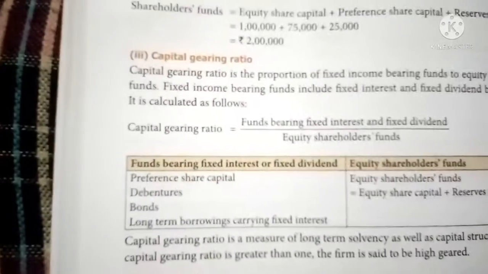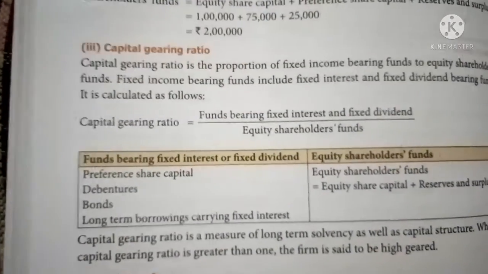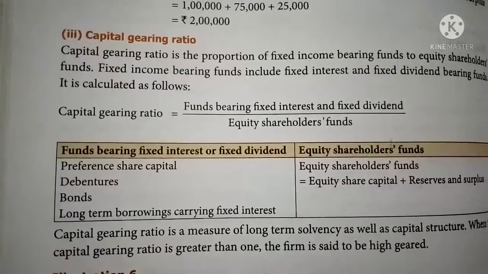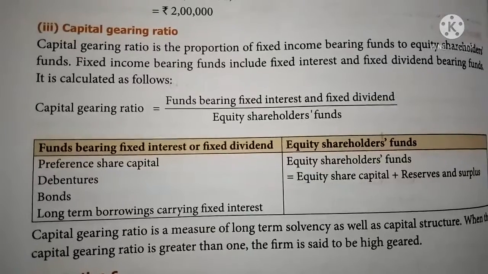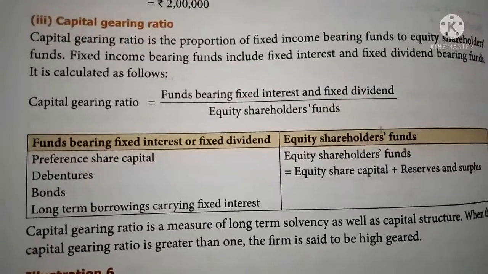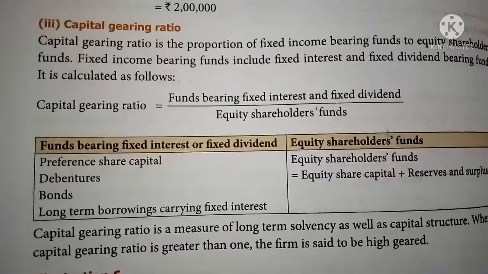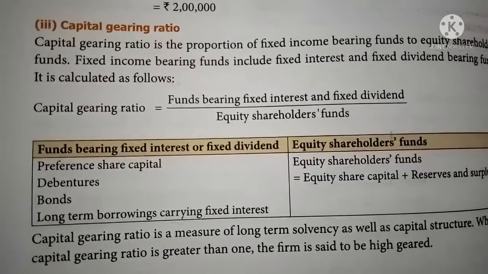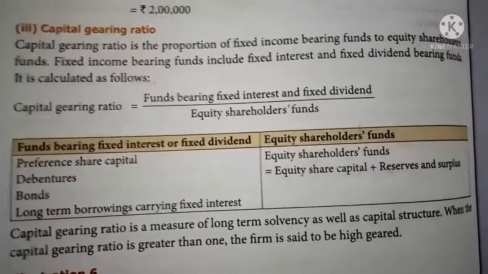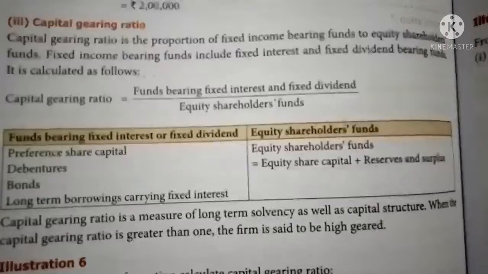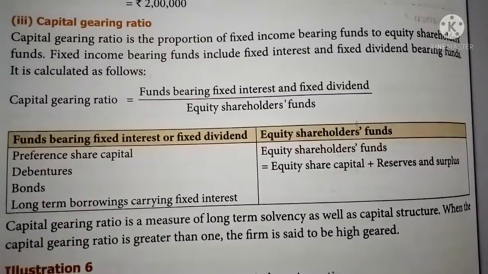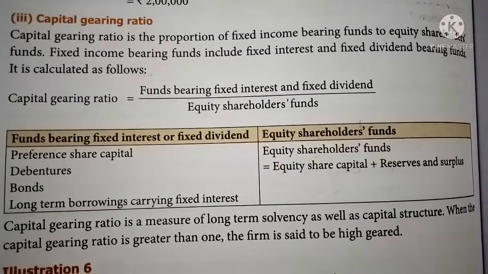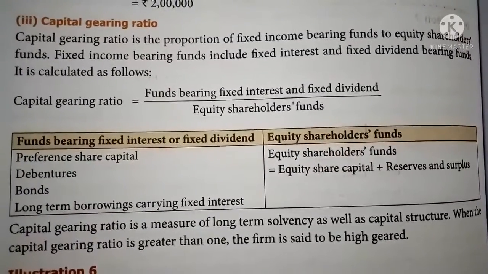And then capital gearing ratio. In order to find out capital gearing ratio, the formula will be: funds bearing fixed interest and fixed dividend by equity shareholders fund. So the capital gearing ratio is the proportion of fixed income bearing funds to equity shareholders fund. Fixed income bearing funds include fixed interest and fixed dividend bearing funds.